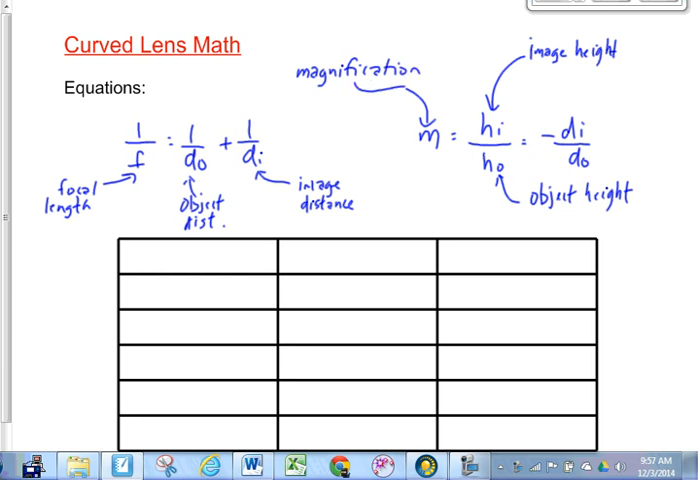If the number works out to be 2, then that means the image is twice as big as the object. If it's 0.5, then it's half as big as the object. If the magnification is 3, then the image is 3 times bigger. If the magnification is 0.25, then the image is 1/4 the size of the object. There are no units for magnification. It's not centimeters, meters, it's nothing. The units cancel out. hi over ho, centimeters over centimeters gives me nothing.